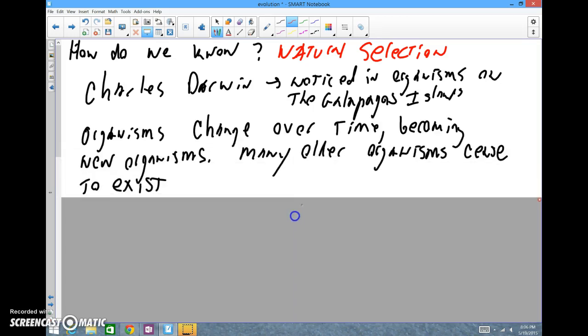So what Charles Darwin realized is that over huge amounts of time, millions of years, hundreds of millions of years, organisms change. And as they change, gradually they become new organisms. And as new organisms arise because of these changes, many older organisms cease to exist. And that's how new organisms come to be, and that's how older organisms that no longer exist vanish, because they are no longer selected for by nature.